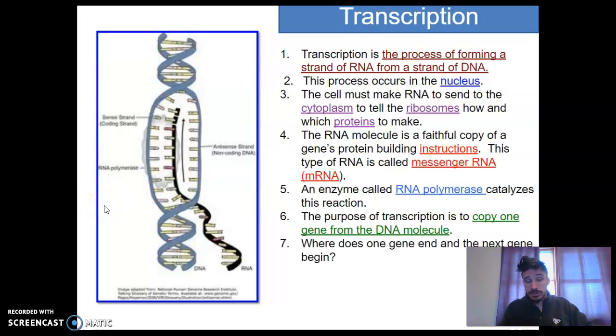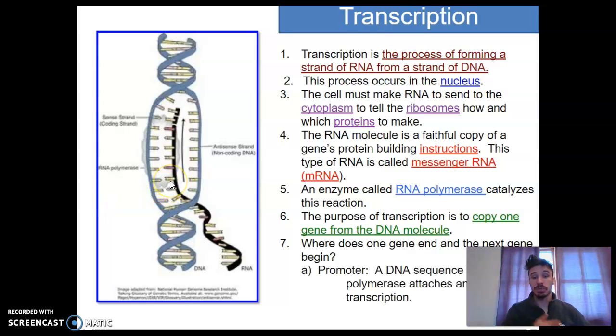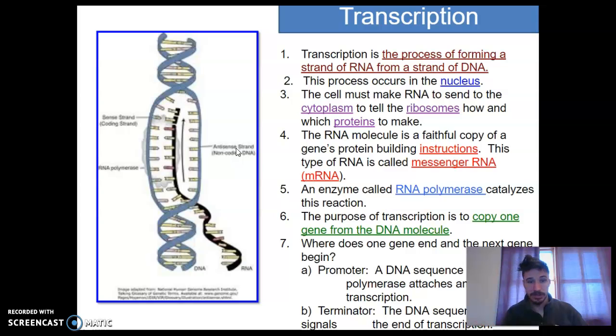And of course, DNA is one long molecule, so we have to beg the question, where does one gene end and the next gene begin? This is where we get into this idea of a promoter, but we're not going to talk anything about promoters. That's an upper level science topic, so we're going to cut off right there, as well as terminator. Just know that there are regions of genes that distinguish one gene from the one next to it.